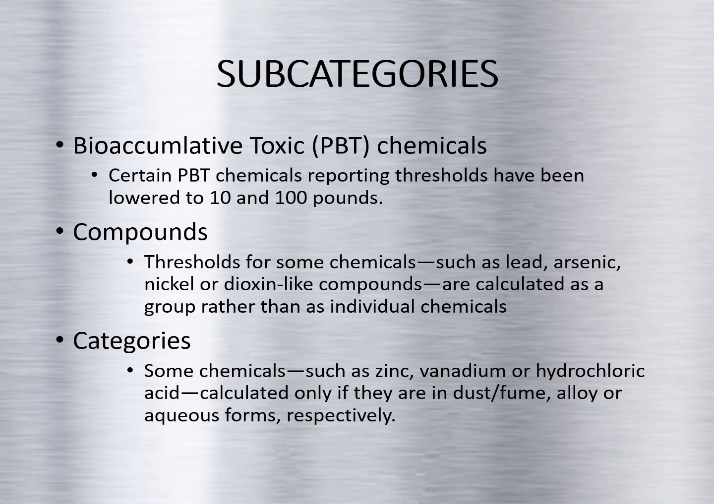So if you manufactured 18,000 pounds of lead oxide and 10,000 pounds of lead carbonate, then you would exceed the 25,000 pound category for lead compounds. However, some categories are considered only if they are in a specific form. For example, hydrochloric acid is considered only in its aqueous form. Zinc is considered only if it is in a dust or fume form.